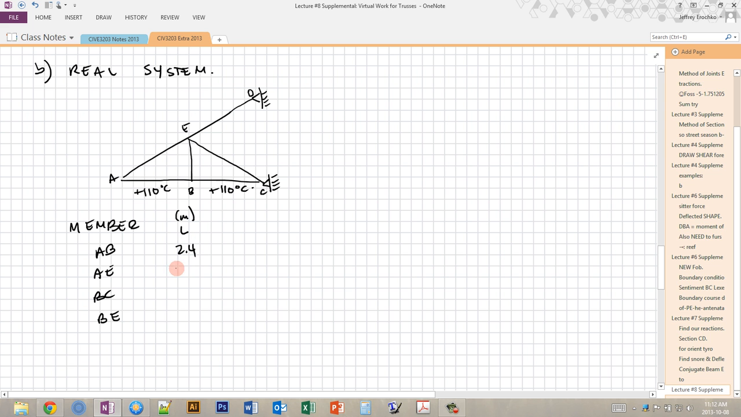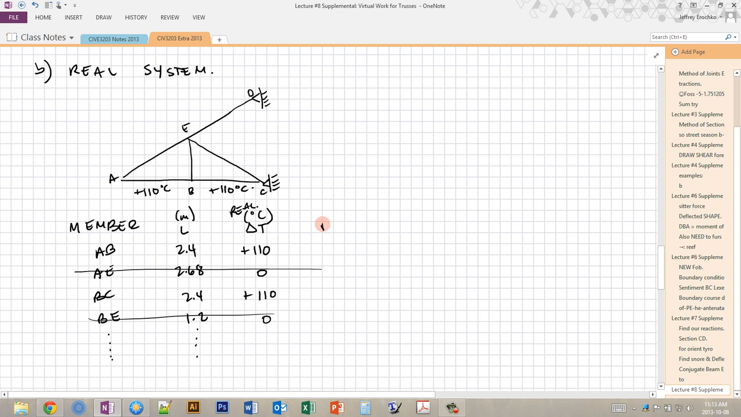So I'll put in my lengths, 2.4, 1.2. Okay, so we have a bunch of other members here that we're ignoring, and I've included a few just to show. Okay, so this is our delta T, and this is real. So we have a real deformation caused by this delta T. On AB we have plus 110, AE 0, BC plus 110. So this one we're going to just end up crossing out. Same with BE, same with all of the ones below.